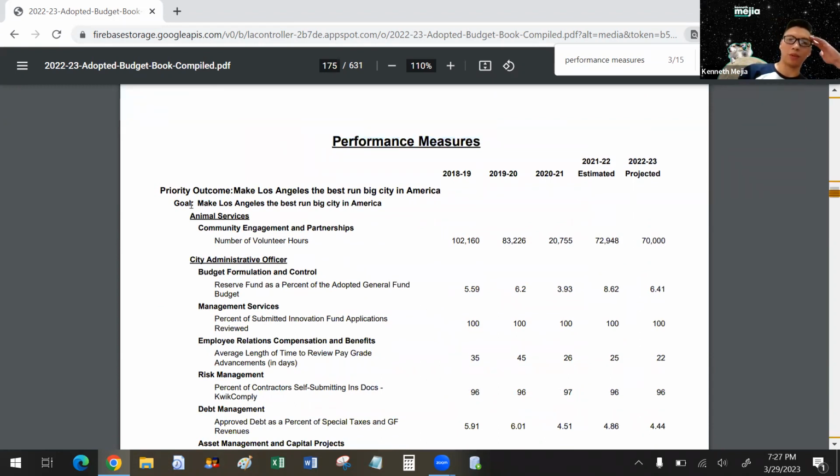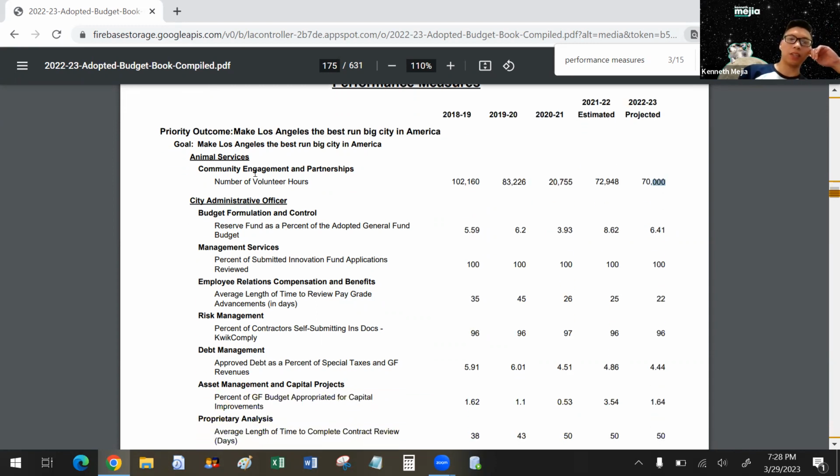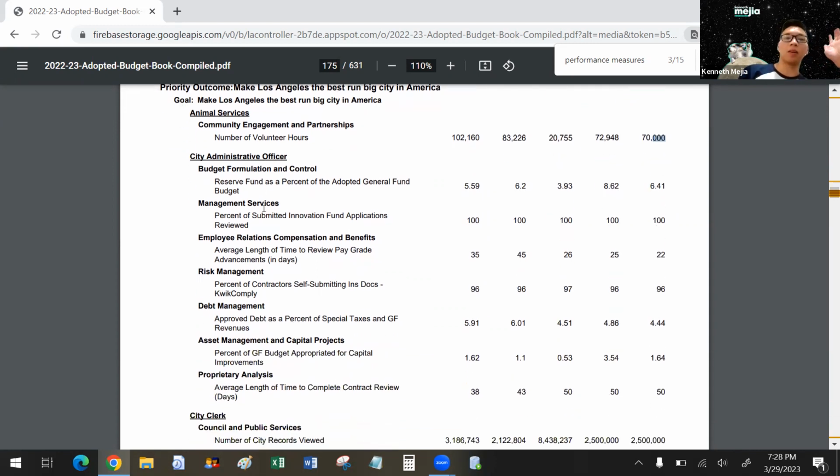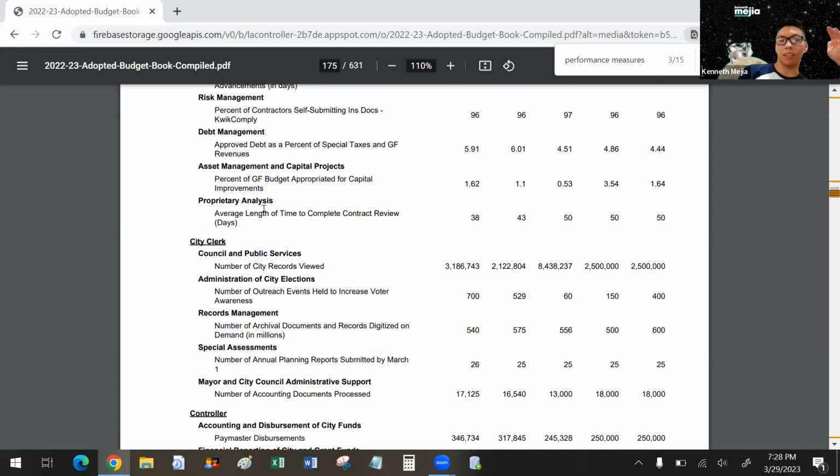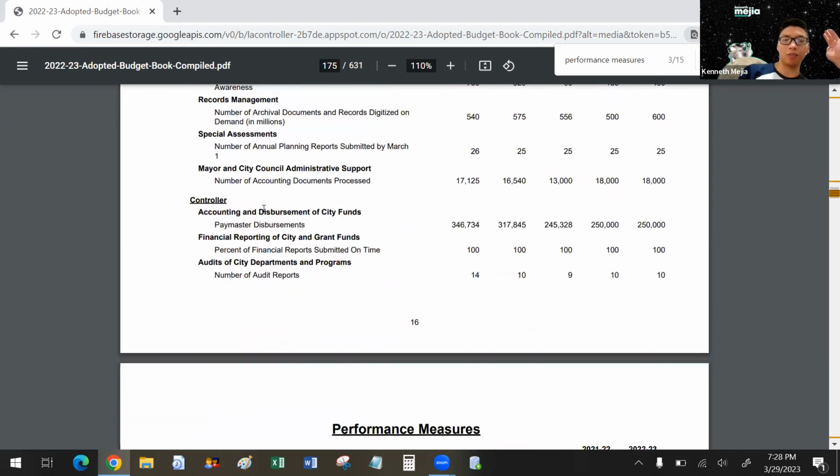For example, animal services' performance measures include the number of volunteer hours. You can see in the fiscal years, it starts off in 2018-2019 at 102,000 hours, and it drops in 2019-2020, and you can see that there's a COVID dip here. But you can see they're projecting how many volunteer hours they're trying to reach. So you could use this to see what these departments' performance metrics are. It's really very interesting to use.